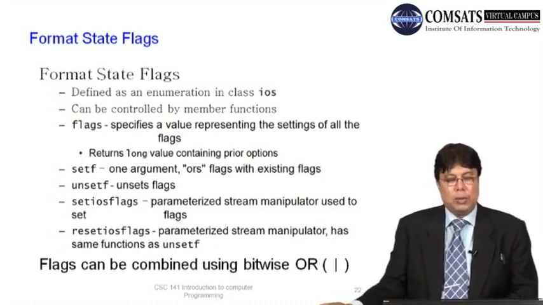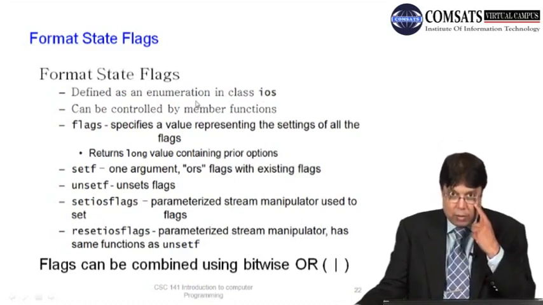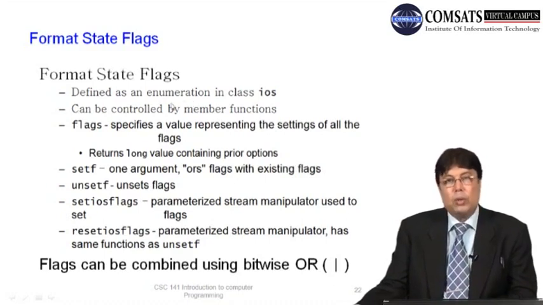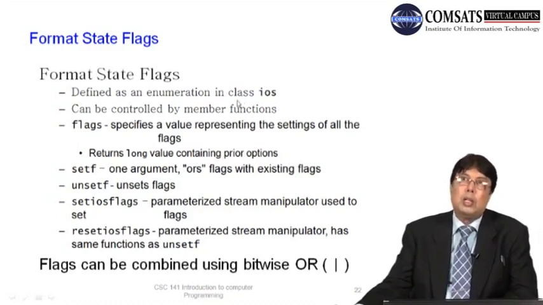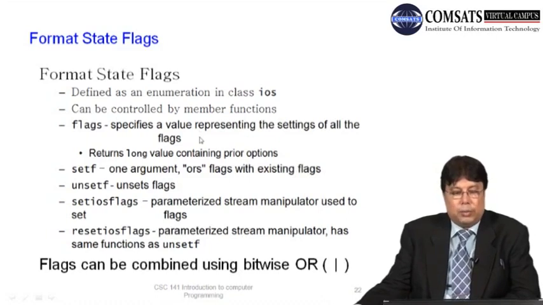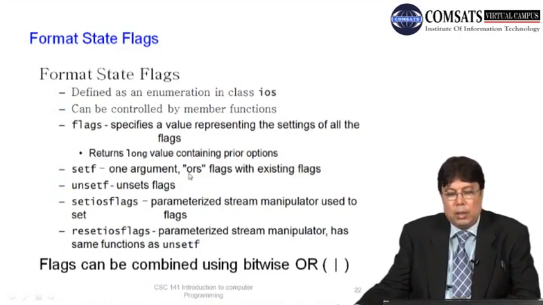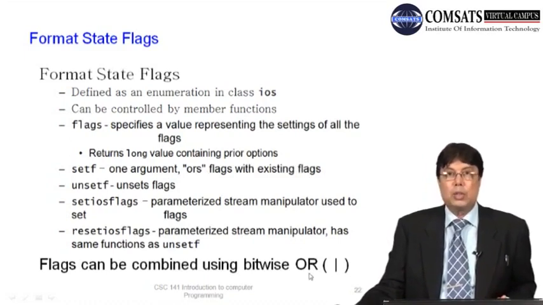The format of the state of the flags is defined as an enumeration in class ios. Enumeration means you can start with any number, 0, 1, 2, 3, 4, and keep on increasing the value by 1, as we already know with reference to the enumerated data type. So it can be controlled by a member function by specifying the value representing the setting of all the flags, or you can find out which flag values are being set. You can use setf with one argument, and you can OR it. This OR means you can OR a number of flags together.